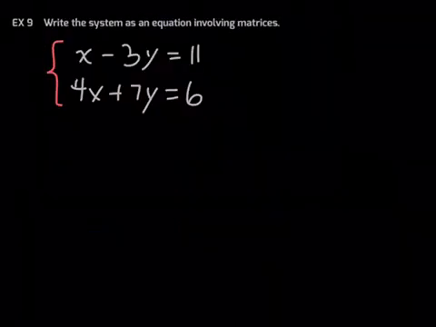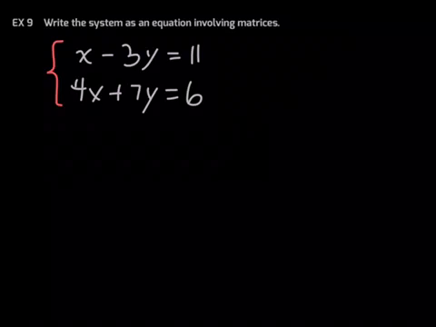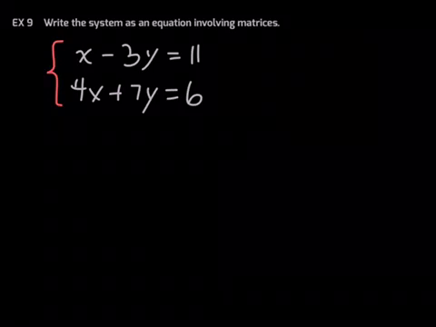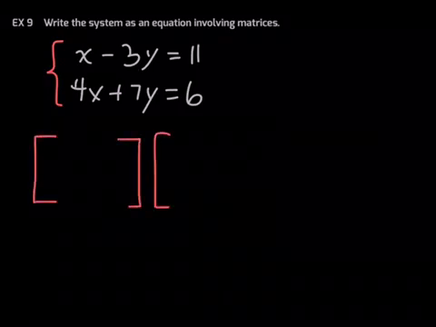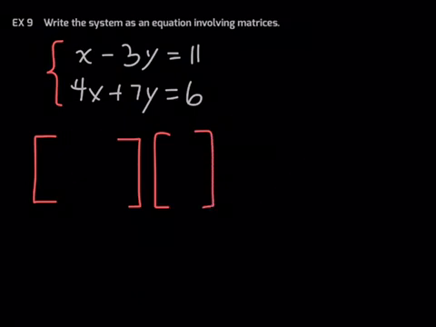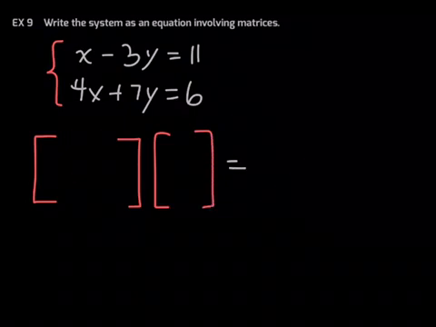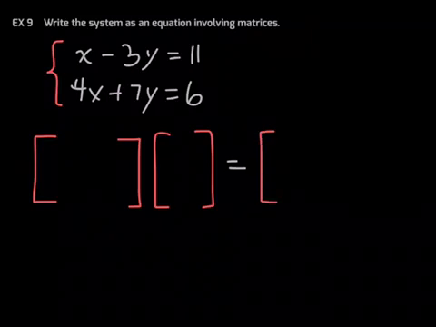All right, example 9. This one's going to be short. Write the system as an equation involving matrices. All right, so here we go. So if you remember from what we just said, you have your coefficient matrix, then you have your variable matrix, and this is all equal to your constant matrix.